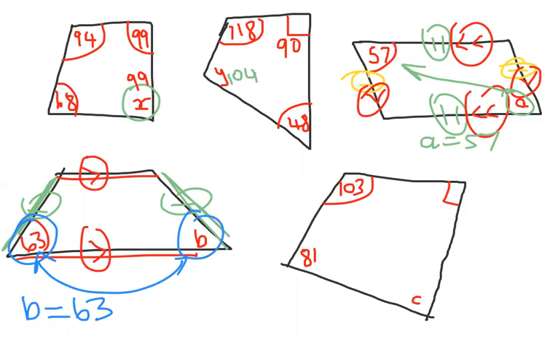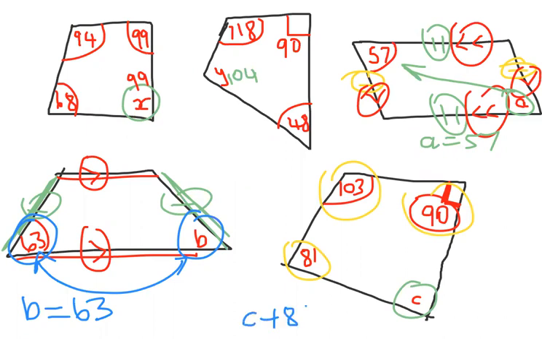Okay, now that we've done that, let's look at this one. What do we have here? So a square means what? That angle is how much? 90 degrees. Any square means this angle is 90 degrees. And now at this point again, you have one unknown and 3 other angles. So now you can just say C plus 81 plus 103 plus 90, all of that equals 360.